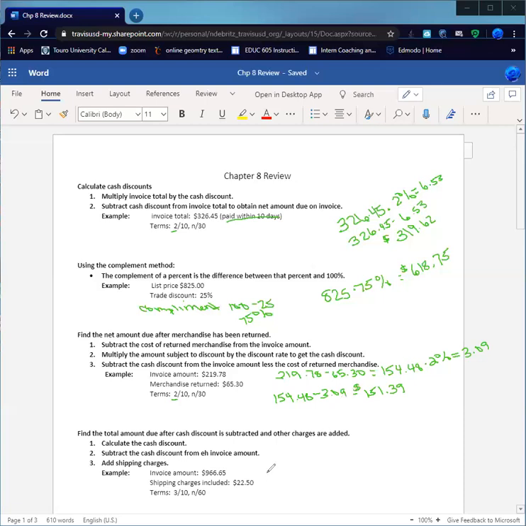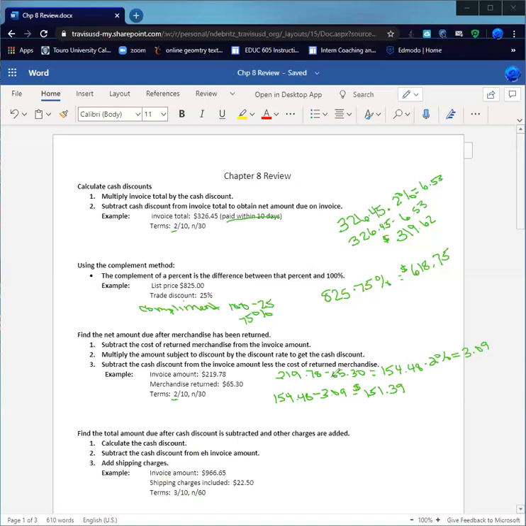The next thing we did was find the total amount due after a cash discount is subtracted and other charges are added. So the first thing we're going to do is calculate the cash discount. Well, the terms are 3 and 10, which means that if they pay within 10 days, they get 3% off. So our cash discount is 3%.